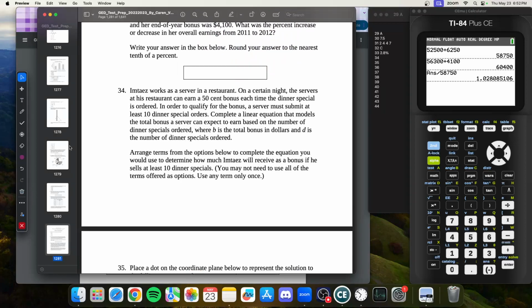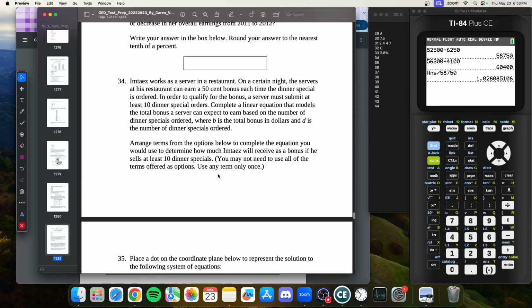Thomas works as a server in a restaurant. On a certain night, the servers at his restaurant earn a 50% bonus each time the dinner special is ordered. In order to qualify for the bonus, the server must submit at least 10 dinner special orders. Complete a linear equation that models the total bonus the server can expect to earn based on the number of dinner specials ordered, where B is the total number of bonus dollars and D is the number of dinner special orders. What? Arrange terms from the options below.